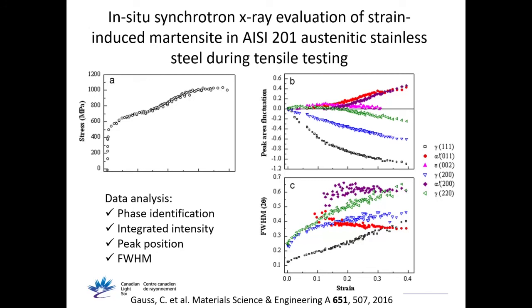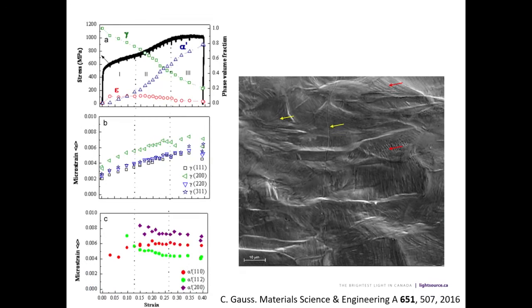They integrate the peak intensity. They follow peak positions. So by following peak positions, they can get strain. With the peak width, they can also get microstrain. Combined with microscopy is very nice, because then you can see the deformation twins, marked here with red arrows. You can see micro cracks.